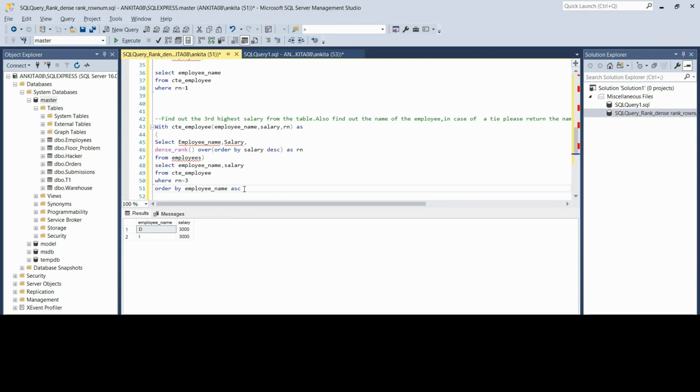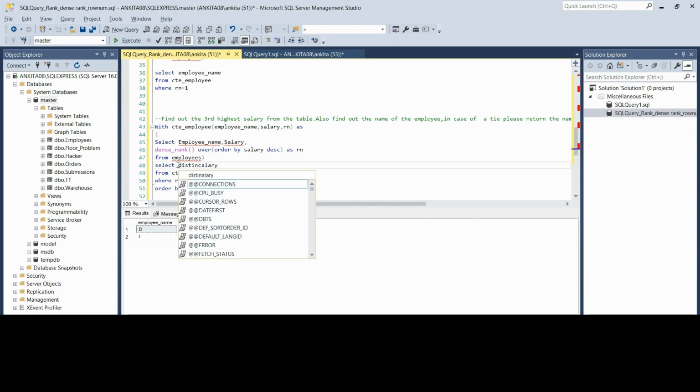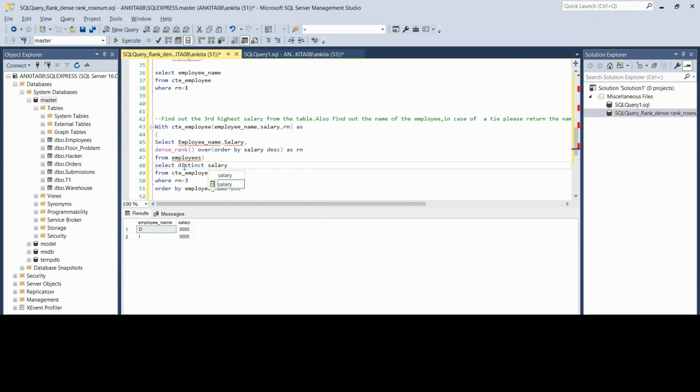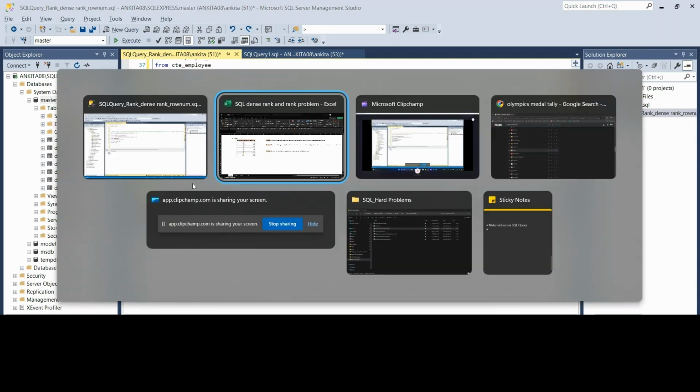But let's say the question was a little different, if you were asked to return only the top third highest salary without their employee names, what would you have done here? And you don't need to repeat the salaries, right? So that time you just would have used distinct salaries and you will get this, right? So you just need to write distinct salary where rank equals 3 and it will give you the third highest salary. I hope this is clear. Let me move on to the next question.